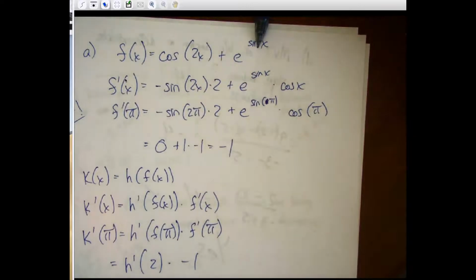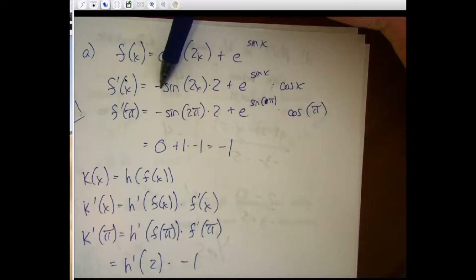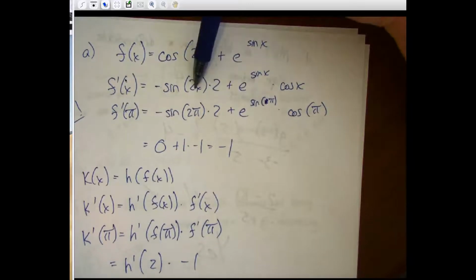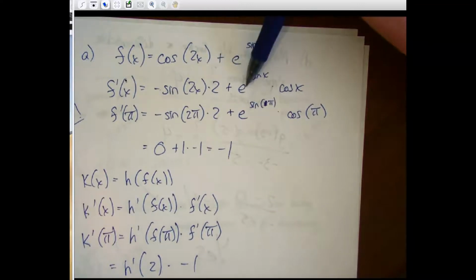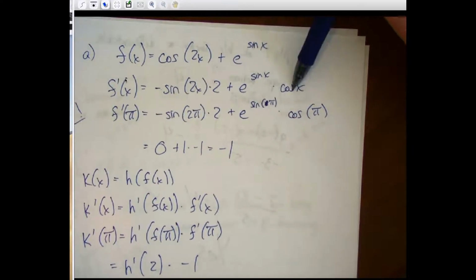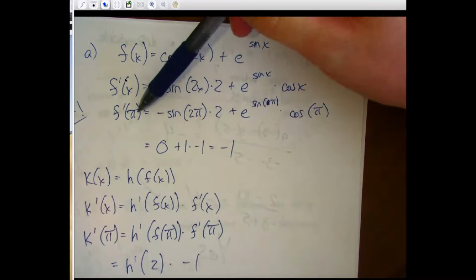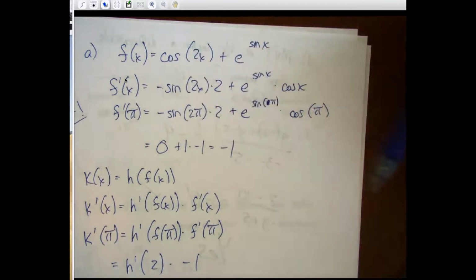Here's the original equation. So when you're taking the derivative of that, it's 2 chain rules. So the derivative of cos is negative sine. Leave the 2x alone, multiply by the derivative of the 2x. E to the whatever, the derivative is e to the whatever, times the derivative of the whatever. And then if you plug in pi, you'll get -1.